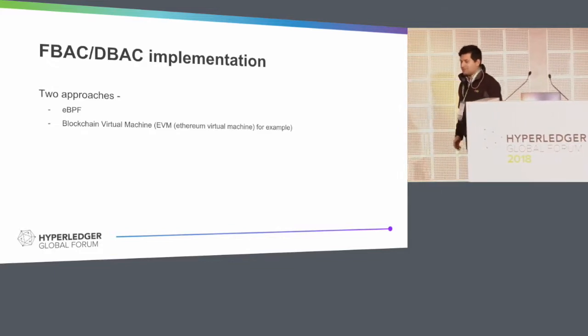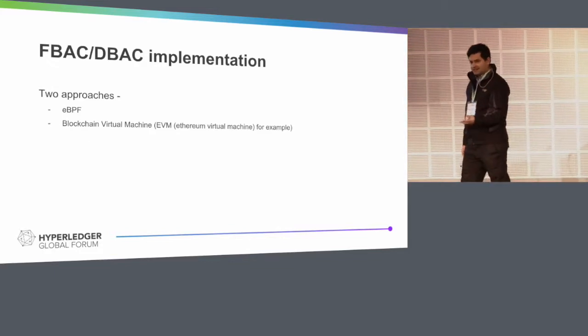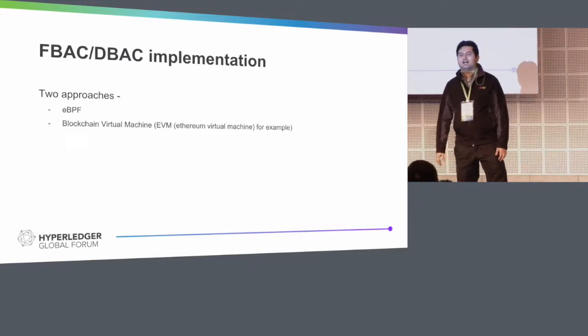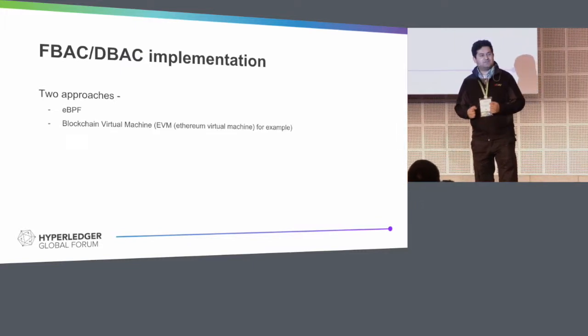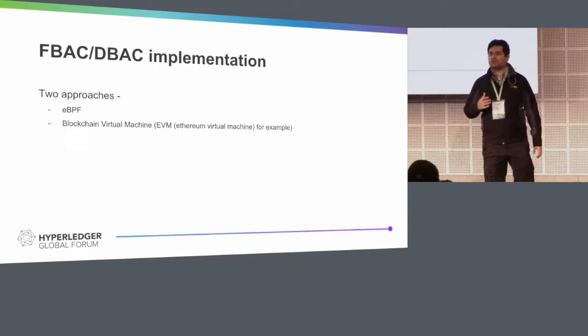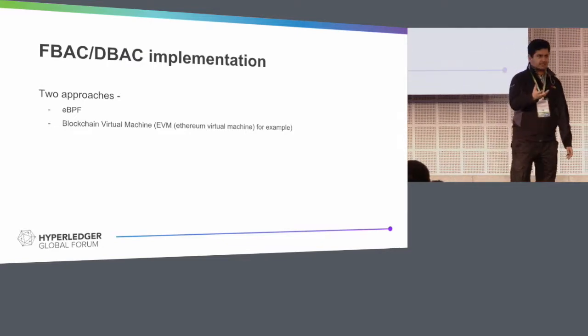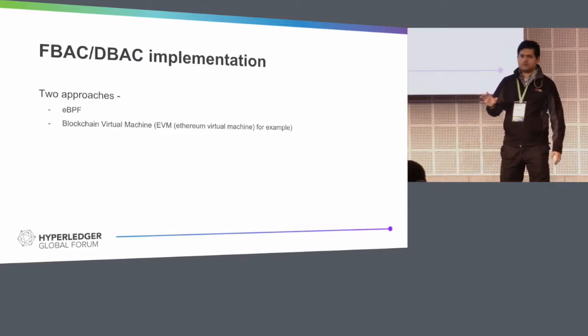So how would you actually implement it, FBAC or DBAC? There are again two approaches. One, we've already showed you eBPF. Today, eBPF is really programmable. If you were to look at the underlying implementation of how eBPF does this, you can take a look at tools like SecComp and AppArmor. They have been around for a while, right?